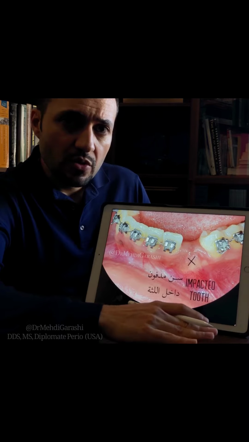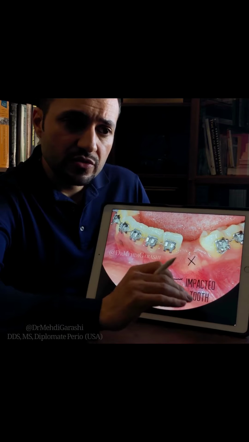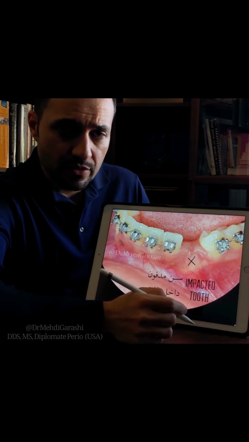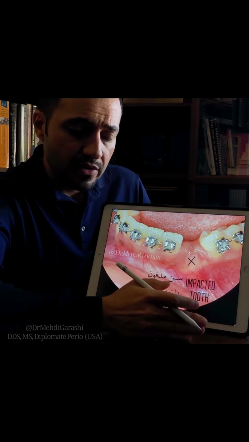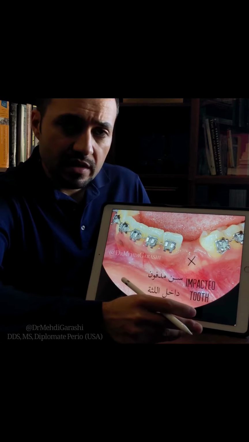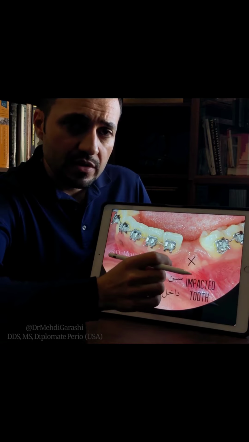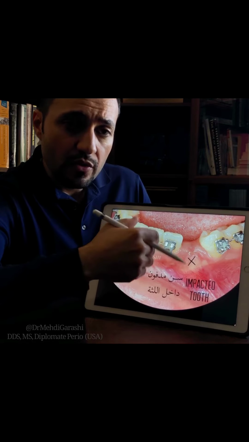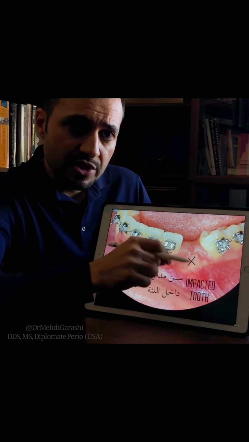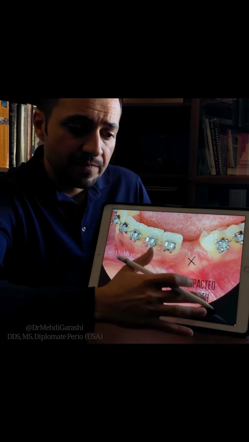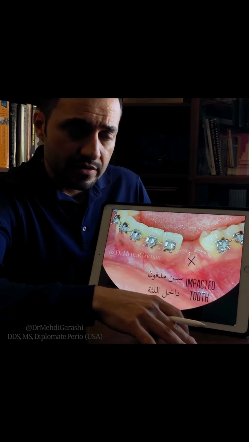The reason is because the orthodontist is the best person to decide when is the proper time to expose the impacted tooth based on the treatment plan and the movement of the teeth. And second of all, usually at the time of the surgery, the orthodontist will ask us, or the orthodontist himself will be placing a button and a chain on the tooth. So this is why these surgeries need to be done with your orthodontist.